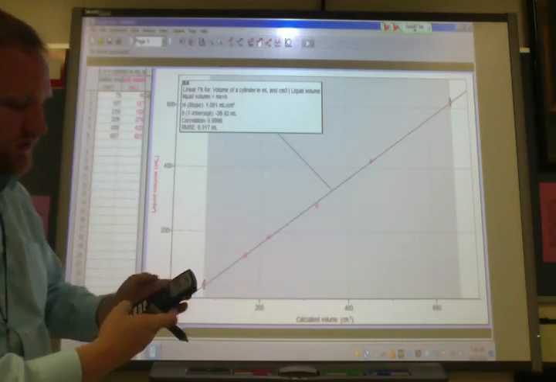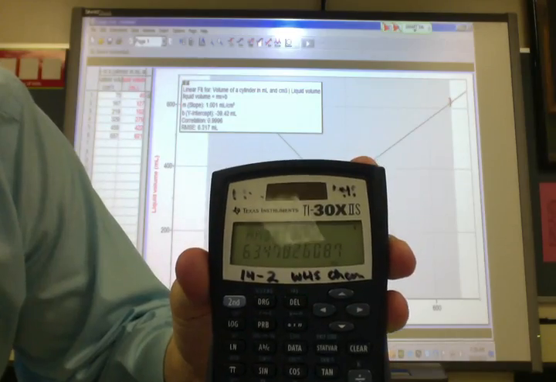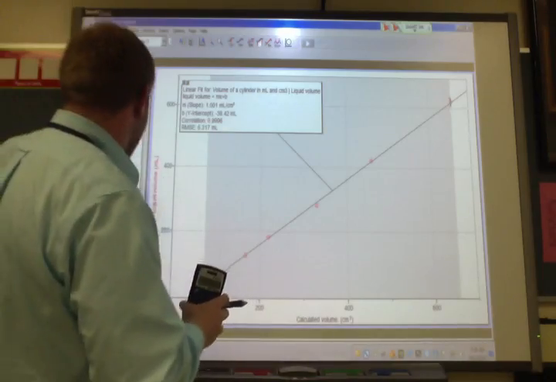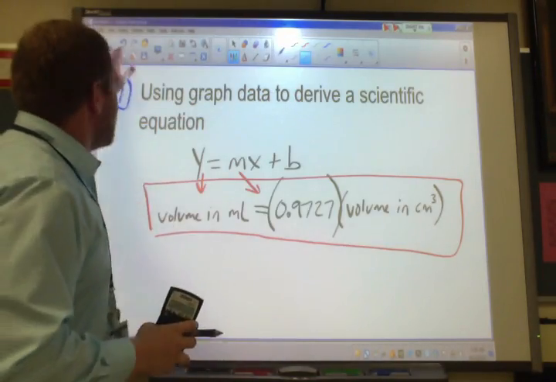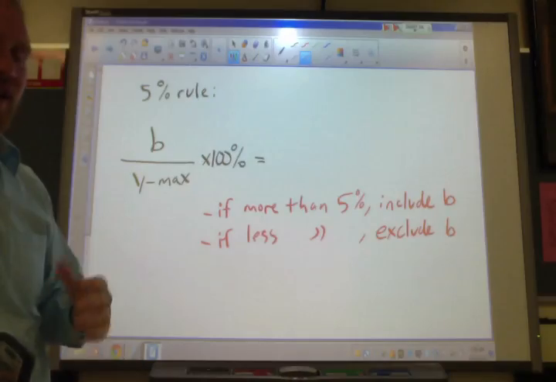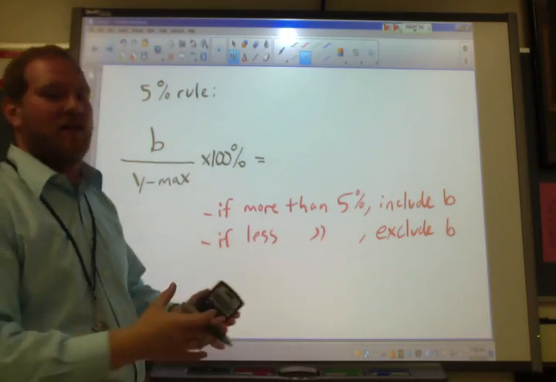Times 100 gives me 6.347, so I'll call that 6.35%. Now in this case, because it is more than 5%, even though I know in the back of my mind it shouldn't be there, I can't ignore it. I have to include that, just to be honest about my data.